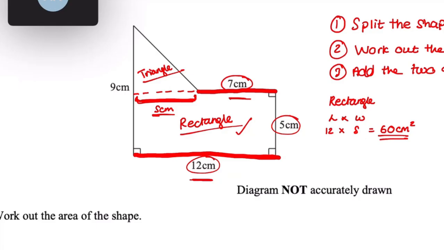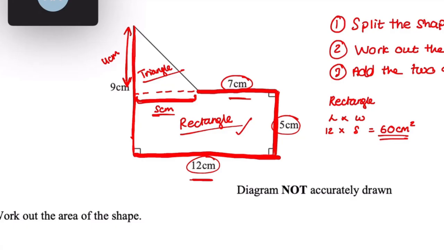Okay, now for the height of the triangle, we know that this whole distance is 9 centimeters. We know that this distance is 5 centimeters. We need to work out this distance over here. So the whole distance is 9, this distance is 5, so that means this distance where the arrows are has to be 4 centimeters, because 4 and 5 gives you 9.